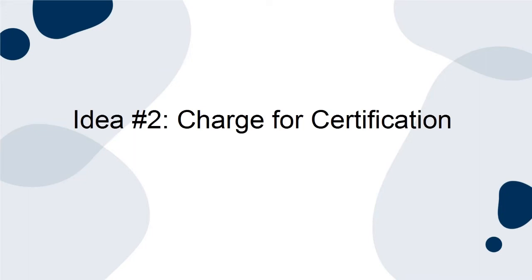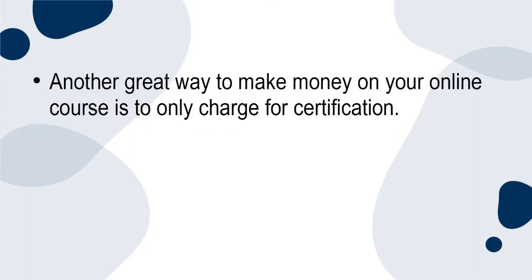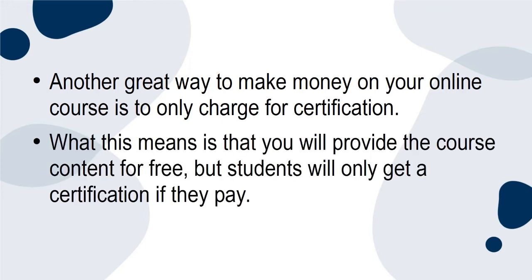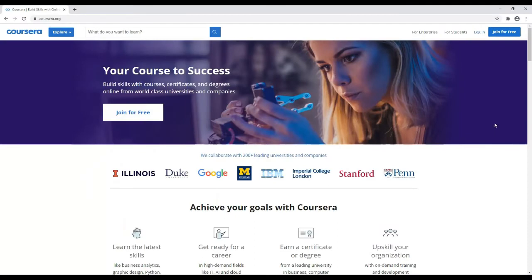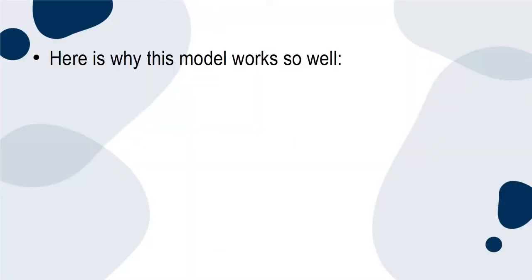Idea 2. Charge for certification. Another great way to make money on your online course is to only charge for certification. What this means is that you will provide the course content for free, but students will only get a certification if they pay. Now you may be thinking that most students will just see the free option, but other companies like Coursera use this model and have earned over $1 million in their first year. Here's why this model works so well.